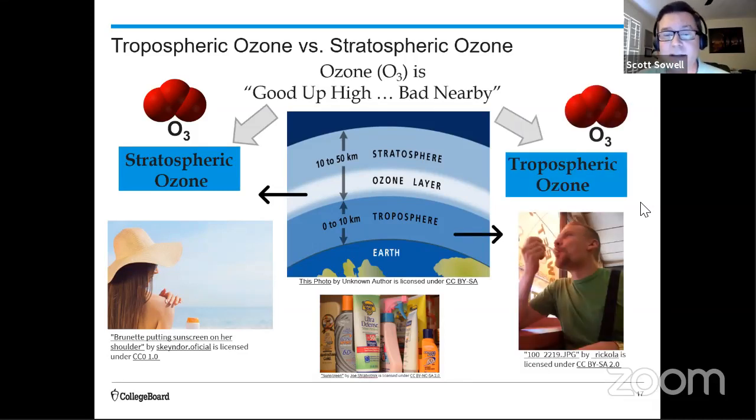But if you were to eat sunscreen, don't eat sunscreen, but if you were to, that'd be a bad thing. So just like sunscreen isn't good or bad, it all depends on where it's located. Ozone isn't good or bad, it just depends on where it's located. Is it stratospheric ozone or tropospheric ozone?